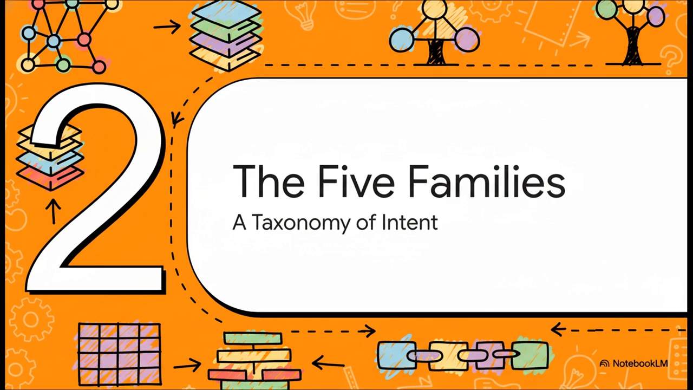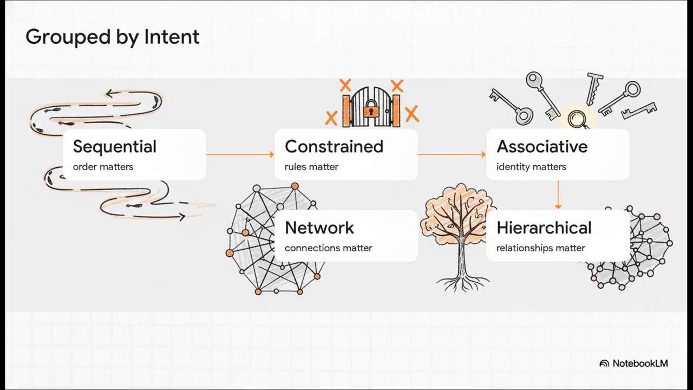So to make sense of this world, we can group all these data structures into 5 main families based on what they're trying to do, their intent. This is how we're going to organize our map. First up, we have sequential structures, where the order is absolutely everything. Then there's constrained access, where strict rules tell you how you can get to your data. After that, associative structures, where finding something by its unique identity is priority number 1. Then hierarchical, for modeling things like parent-child relationships. And finally, we've got network structures, which are all about modeling complex, free-form connections.